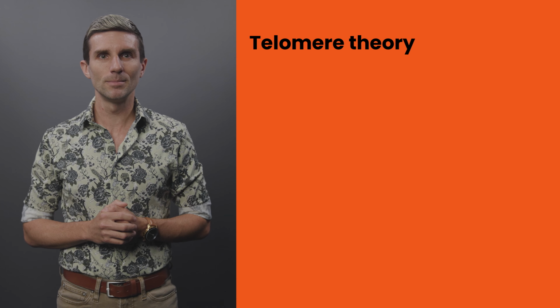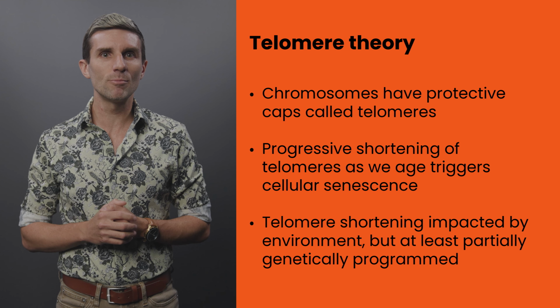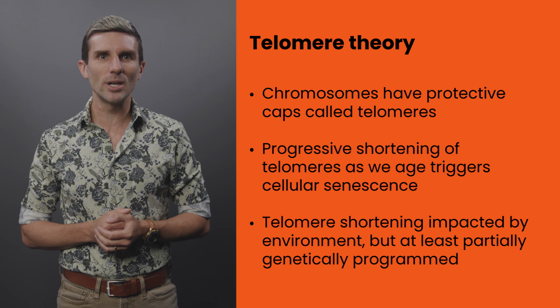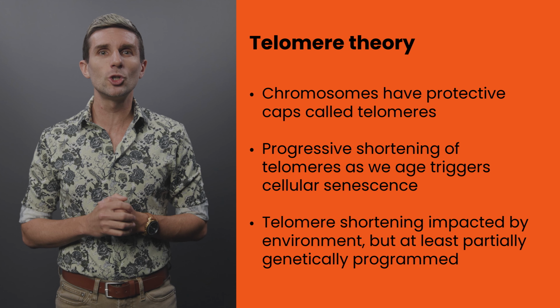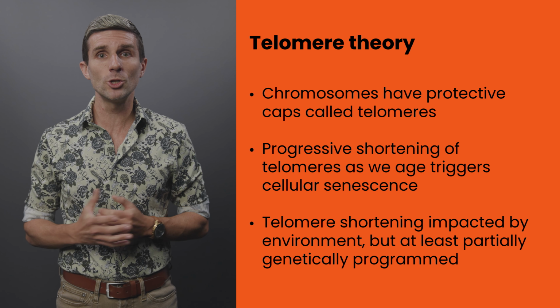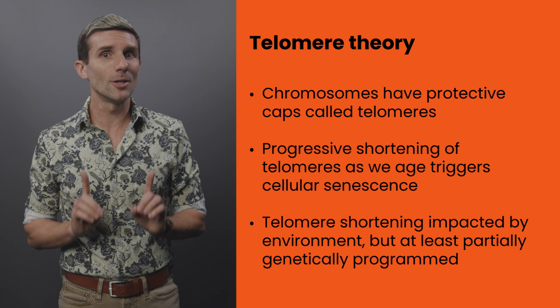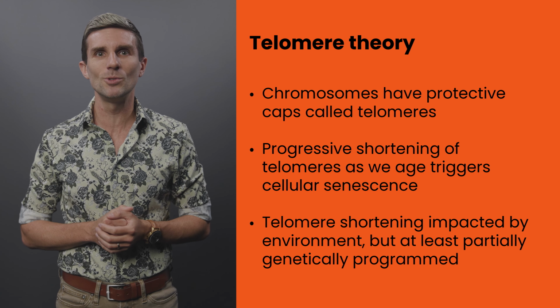Another program theory is telomere theory. At the genetic level, the ends of our chromosomes have protective caps called telomeres. The telomere theory of aging thus argues that as we age, we see a progressive shortening of these telomeres, which triggers cellular senescence.